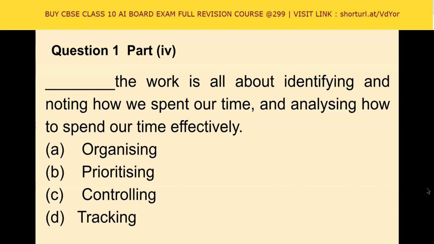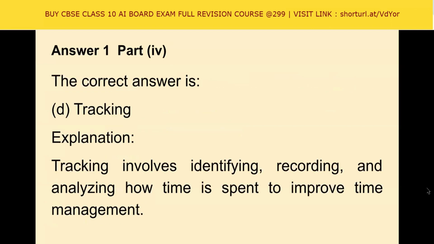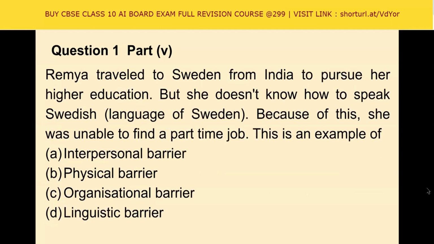Then controlling. Controlling is basically to see whether those activities you are doing or not. And tracking is ultimately you have to see how much time you have spent. So here it is about how we spent our time is the key thing. So ट्रैकिंग इज बेसिकली आप ट्रैक कर रहे हैं कि आपने कितना अपना टाइम उस पर्टिकुलर एक्टिविटी के लिए दिया. ठीक है. तो दिस इज ट्रैकिंग. So tracking involves identifying, recording, analyzing how time is spent to improve time management. Okay, so I think this is clear, what is tracking.